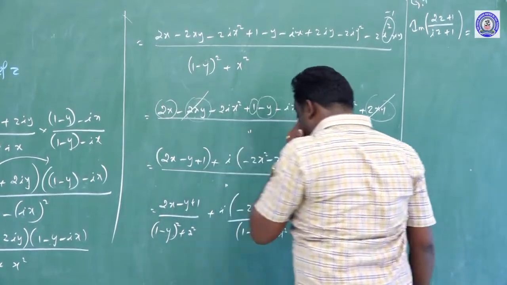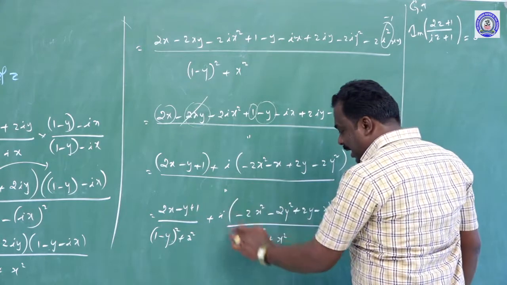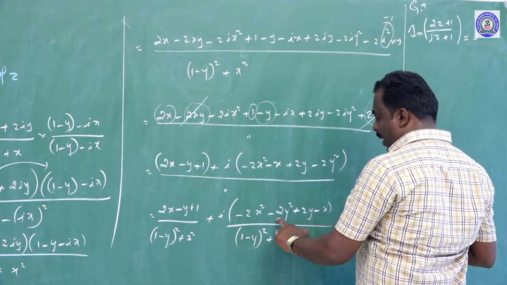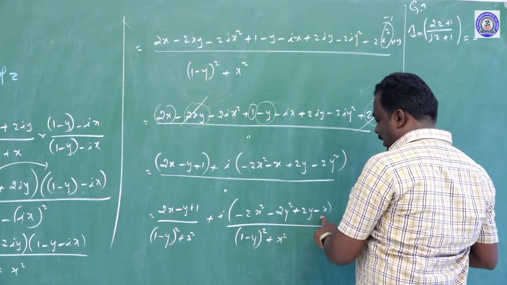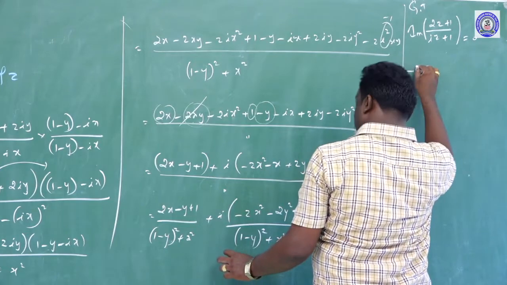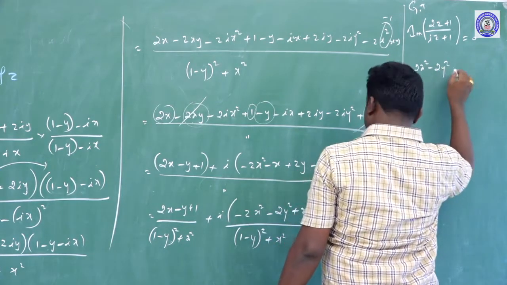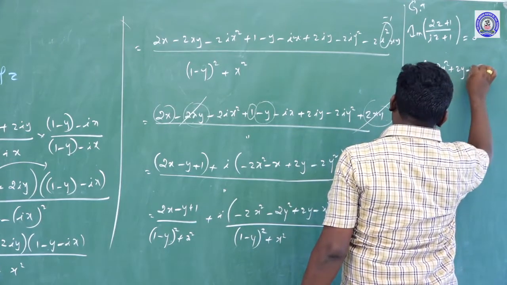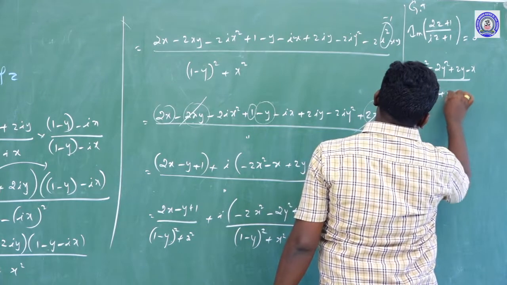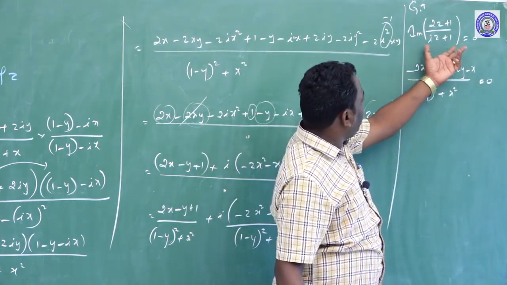So from the last simplification, we have to collect the imaginary expression, which is equal to 0. What is the imaginary expression? Minus 2x square minus 2y square plus 2y minus x, by this term. It is called fully imaginary. Therefore, minus 2x square minus 2y square plus 2y minus x, by (1 minus y) whole square plus x square, is equal to 0. The imaginary part of the expression is equal to 0.